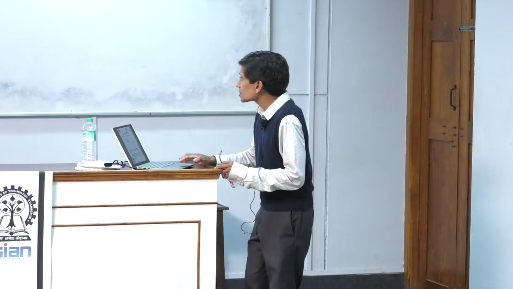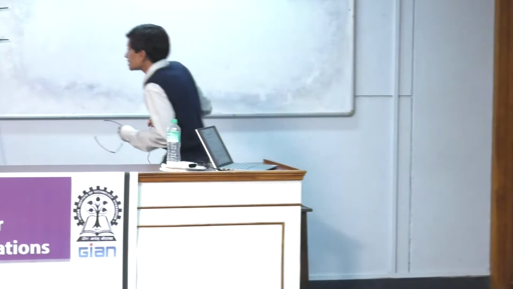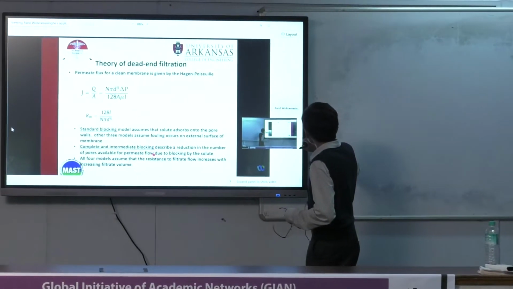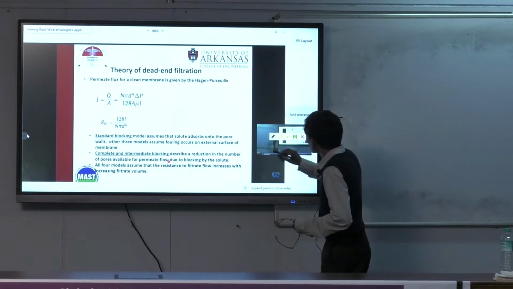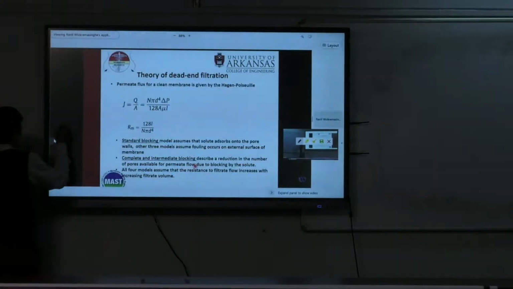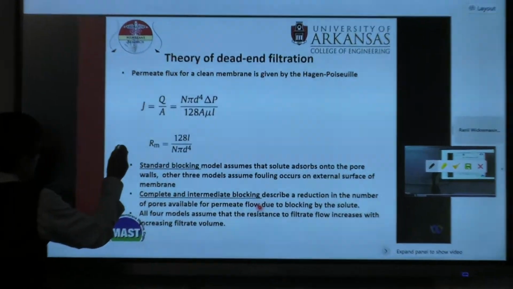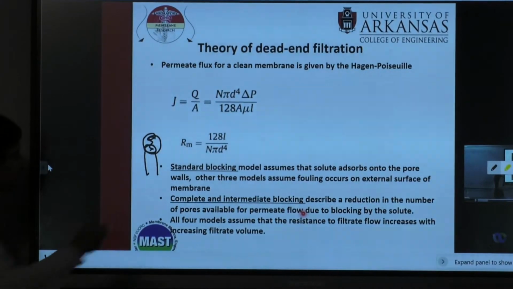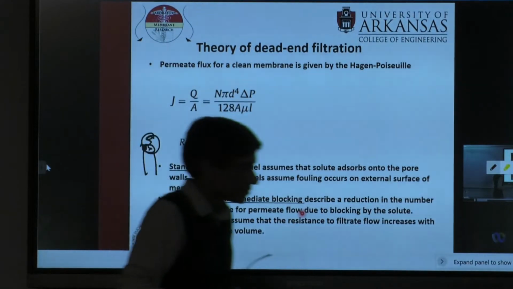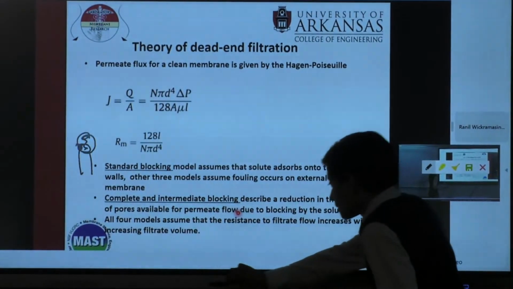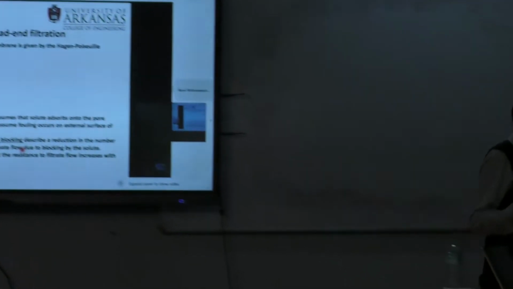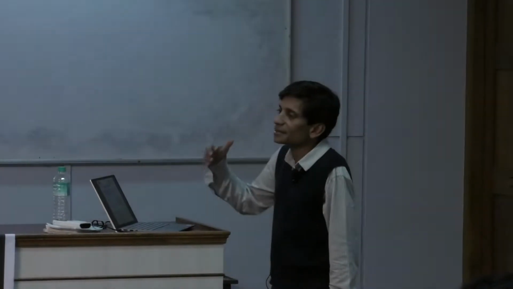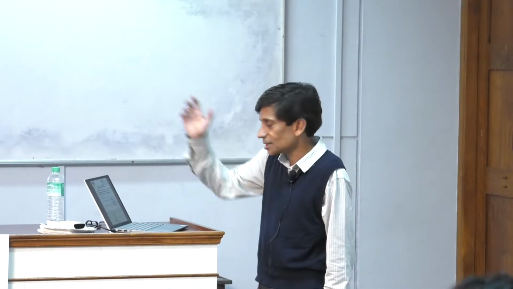Complete and intermediate blocking. Complete blocking is if you have a pore like this, and the pore is going down like this, and the particle comes and completely blocks it. All right? And intermediate blocking is if it only blocks a fraction of it. That's the difference between these two. So it depends on the size of the particle. And you can see, therefore, why I mentioned yesterday that one of the problems with this method is that the type of blocking can change as you keep running the process.